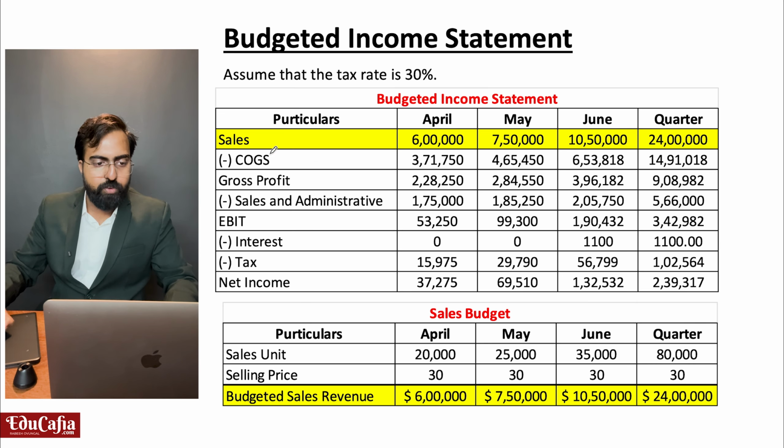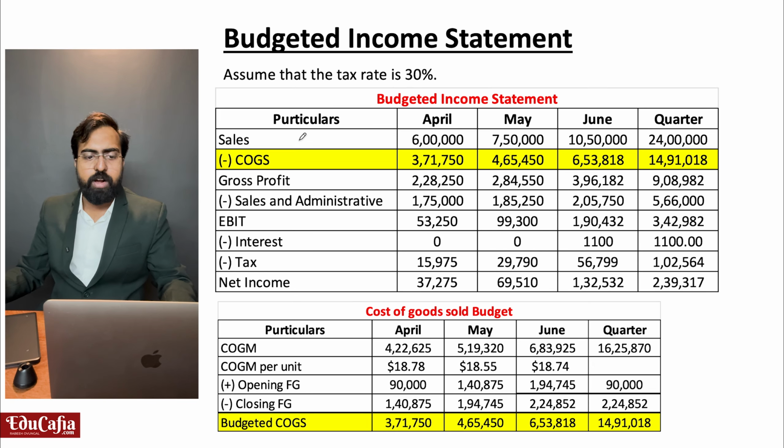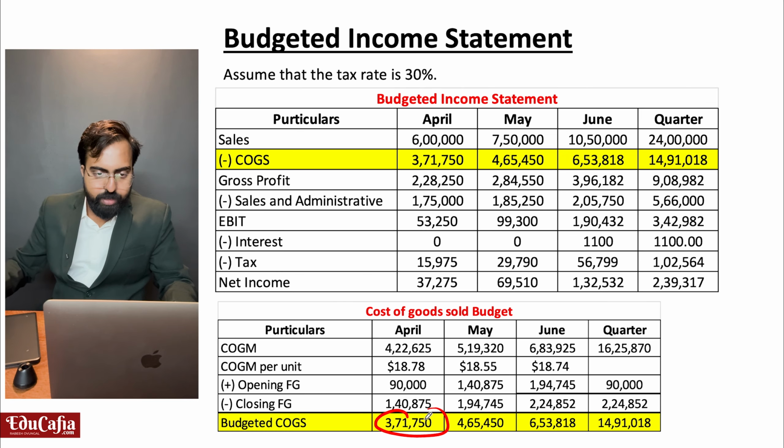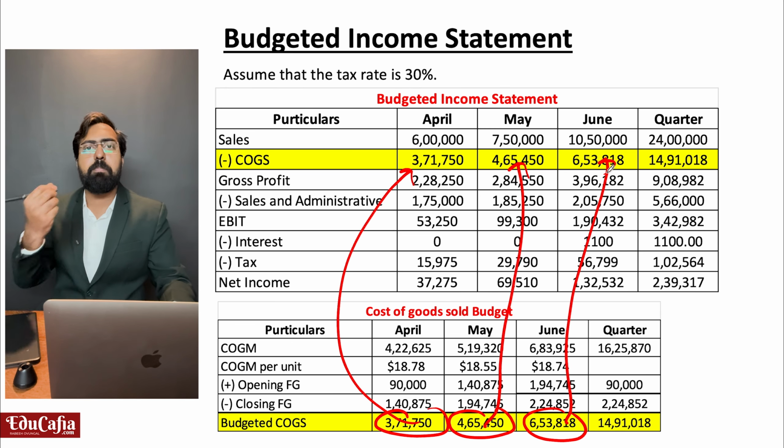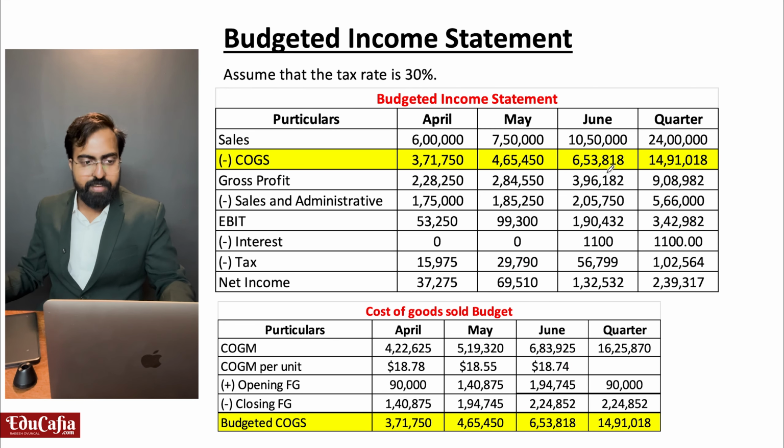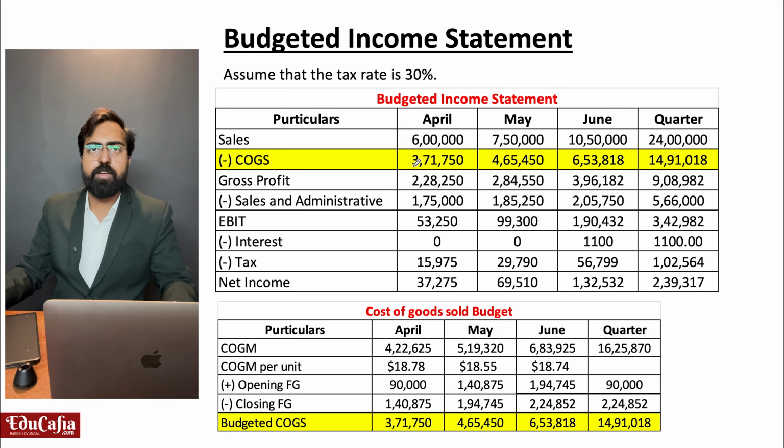Next, cost of goods sold. For cost of goods sold also we already had a budget, right? In that, 3 lakh 71,750 for April, 4 lakh 65,000 for May, and 6 lakh 53,000 for June. We already prepared that.